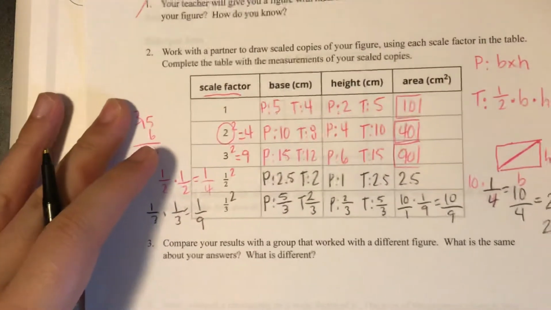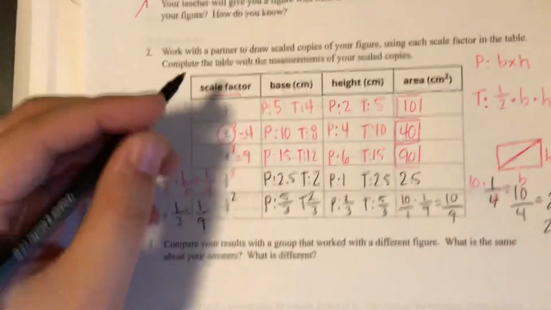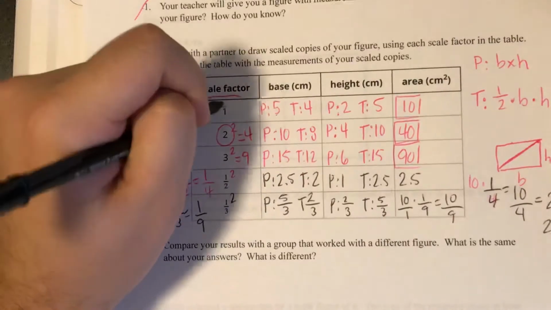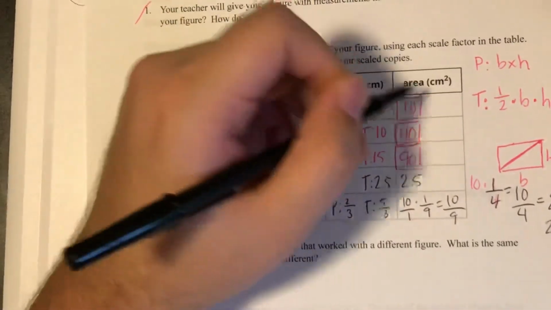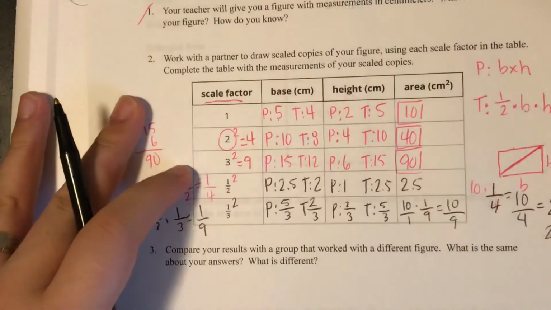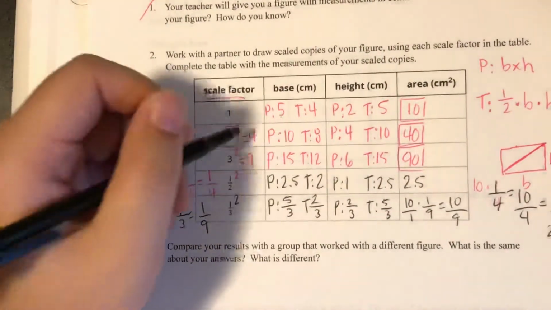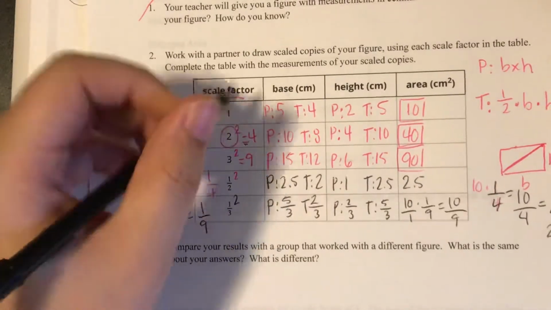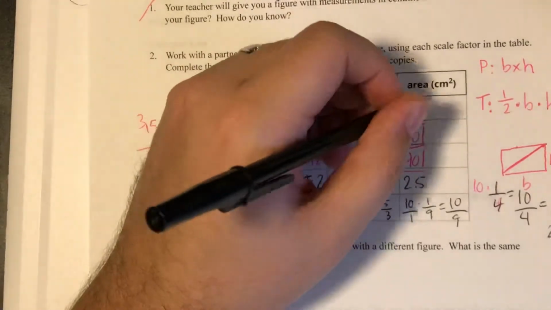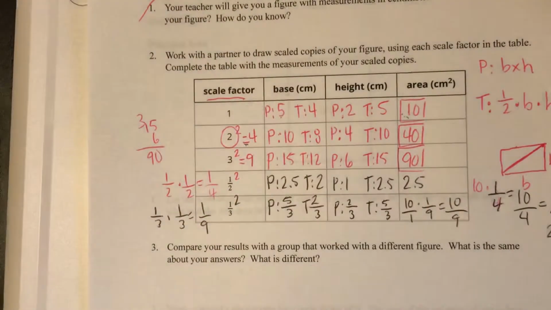And so that's what we did in this activity, because we're really trying to get to this point where we see the scale factor and multiply it by the original area to see how the area is affected. So we take the scale factor, we square it, and then we take that squared number and multiply it by the original area to see how the area is affected in the scaled copy.